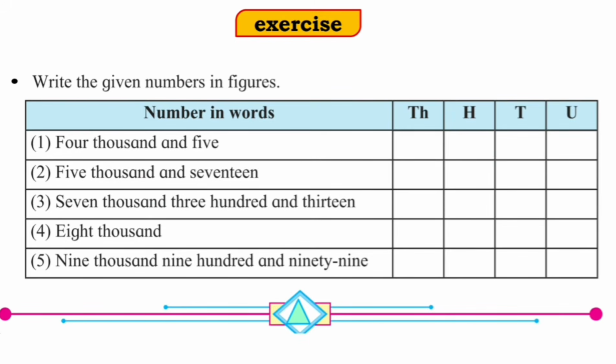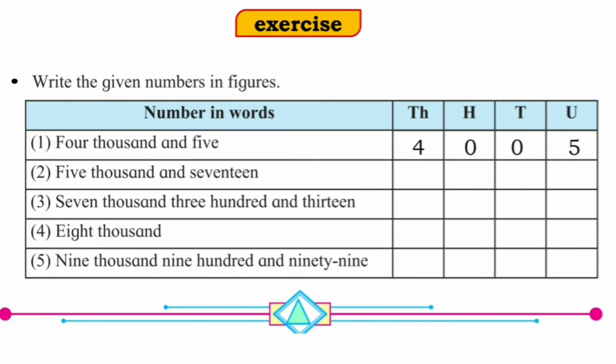Now let us solve this exercise. Write the given numbers in figures. So first number is 4005. So here we have 4000. So we will write 4 in thousands place. Now we must write the digits in the hundreds, tens and units place too. So the given number has no hundreds. So we will write 0 in hundreds place. The given number has no tens either. So we will write 0 in tens place. Number 4005 has 5 units. So we will write 5 in units place.